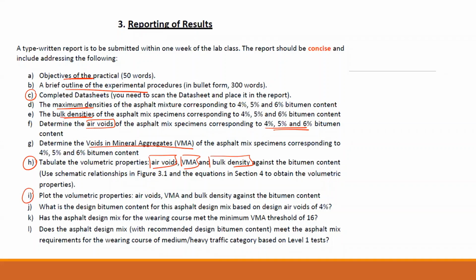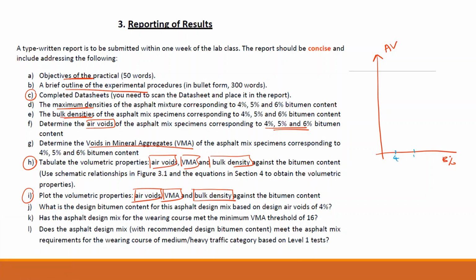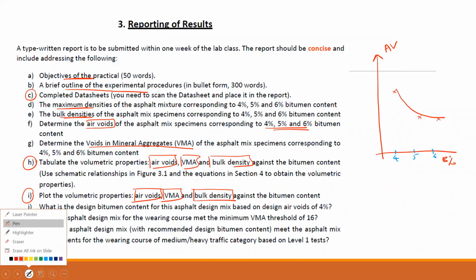You need to plot the graphs for the air voids versus bitumen content, VMA versus bitumen content, and the bulk density versus bitumen content. For example, if you plot the air voids with the bitumen content, we have 3 different bitumen contents: 4%, 5%, and 6%. You have done the calculations, so you can plot the graph. Then you plot the graph and find the information from the graph for the next questions.